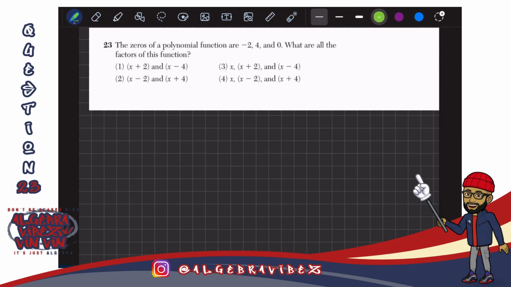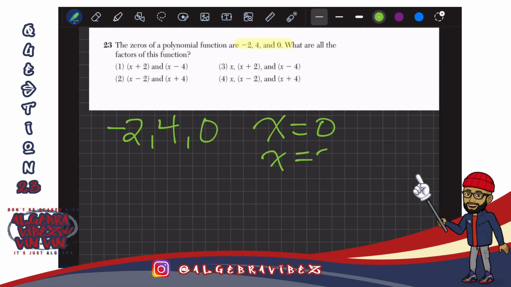The zeros that we're talking about are going to be highlighted right up here, and I'm going to rewrite them. -2, 4, and 0. So when we say x is equal to 0, really what we want to say is x is equal to x minus a. So now we're going to plug these zeros into this equation right here, and it's going to give us our factors of this polynomial.